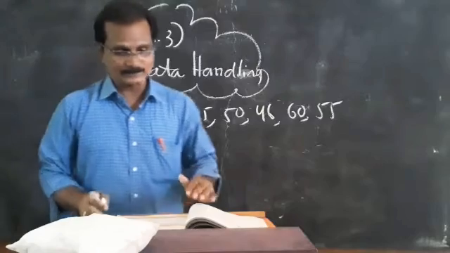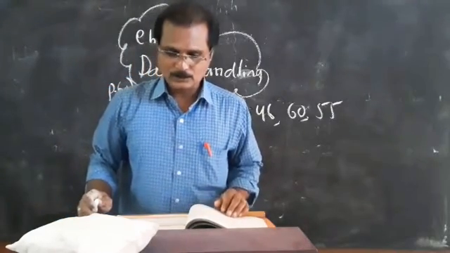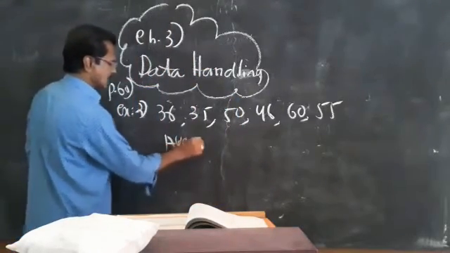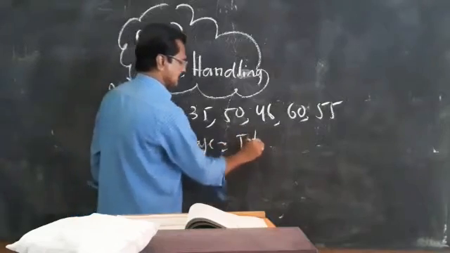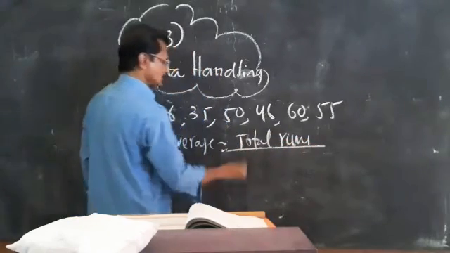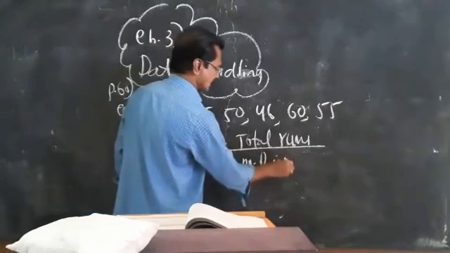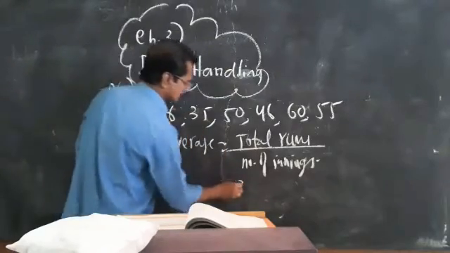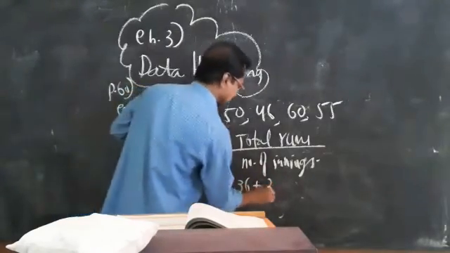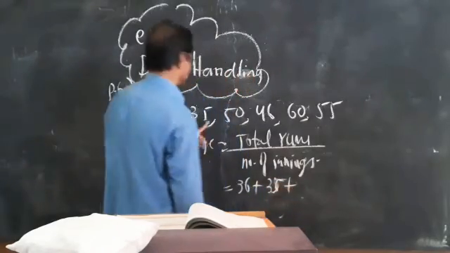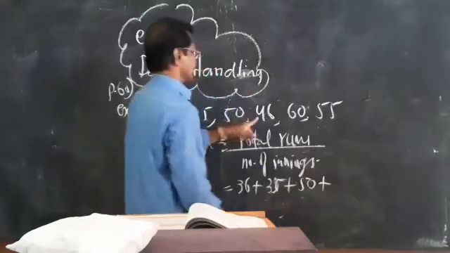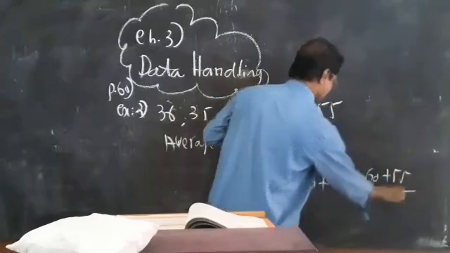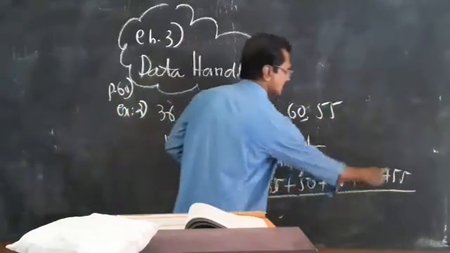Then how to find out the average? The average is total runs divided by number of innings. Average equal to total runs upon number of innings. So how to find the total? We have to add all these: 36 plus 35 plus 50 plus 46 plus 60 plus 55, upon 6 innings.